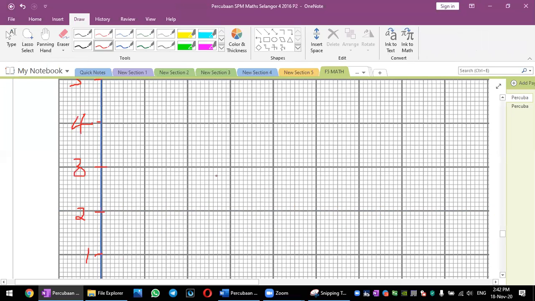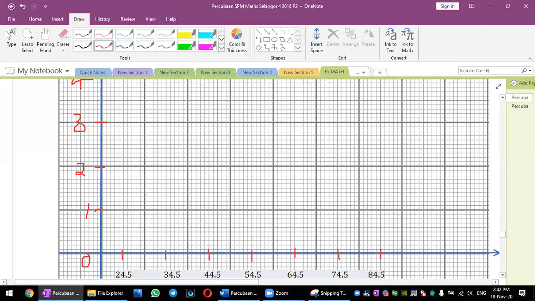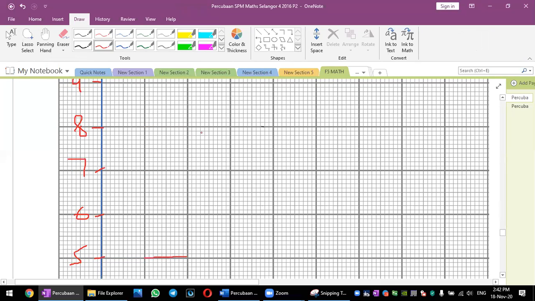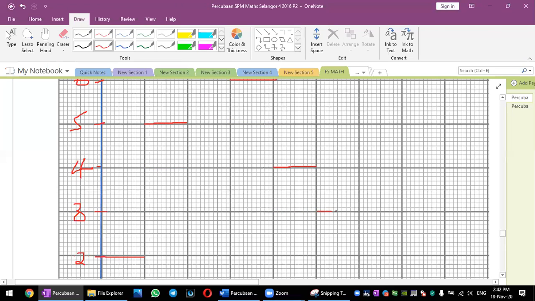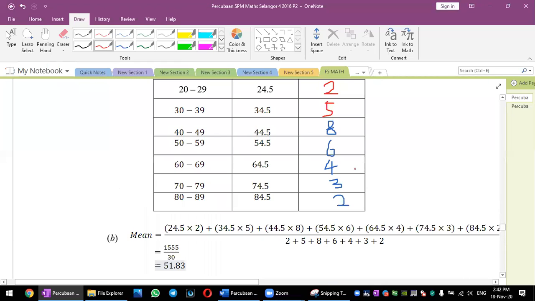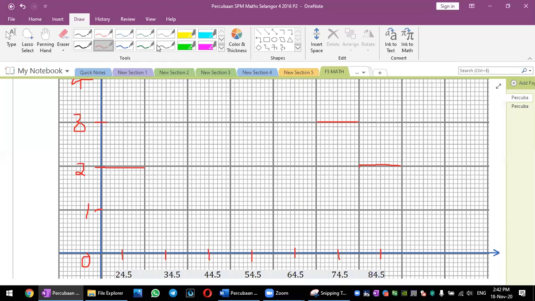Okay, and then they ask you to do what? Label, right? So 2, 5, 8, 6, 4, 3, 2. Okay, we do like this. Check again. 2, 5, 8, 6, 4, 3, 2. Okay. So I draw already, then I just connect a straight line. This straight line saja.